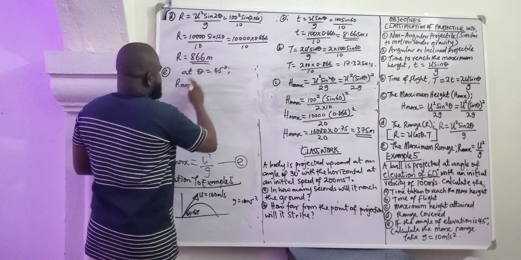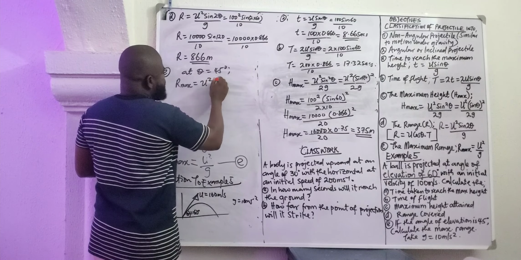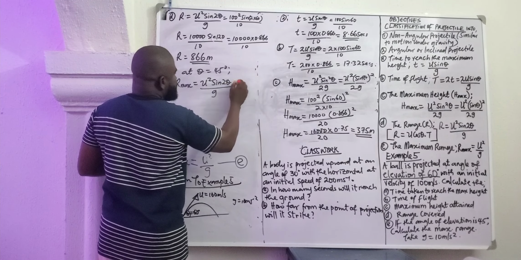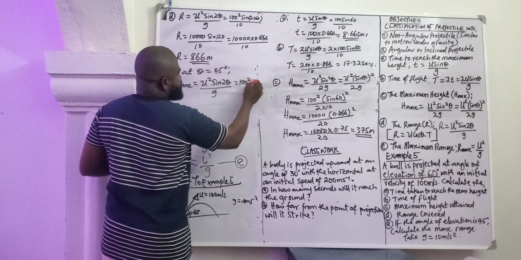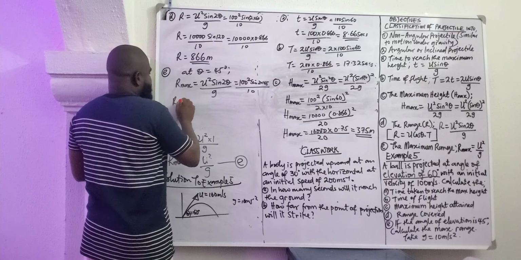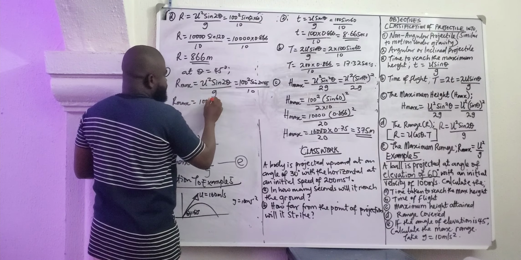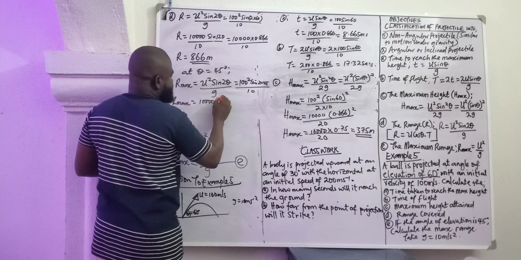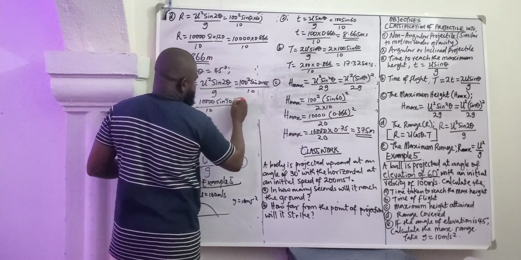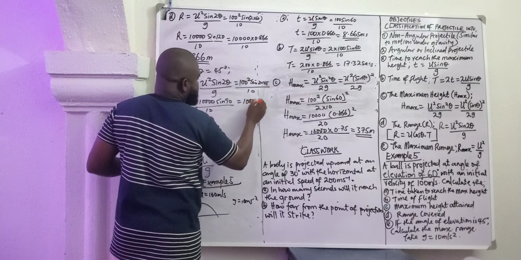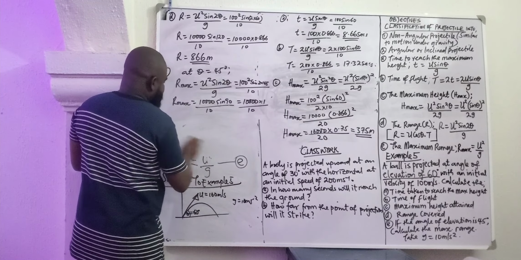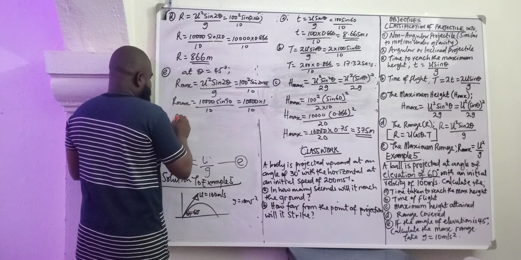Let me do both. So we have that I can quote u squared sine 2 theta over g. Which means I'm saying 100 squared, sine 2 times 45, over 10, which means 10,000 sine 90 over 10. And like I said, sine 90 is what? Is 1. So that gives you 10,000 times 1 divided by 10, giving you 1,000 meters. So the maximum range is 1,000 meters.